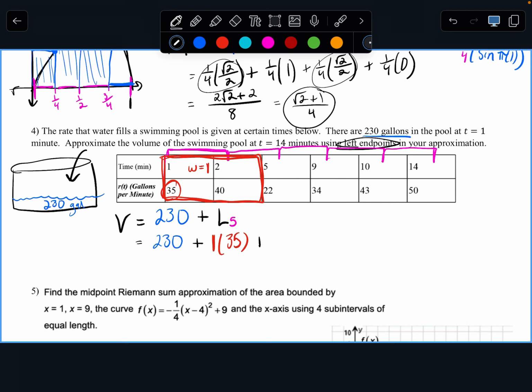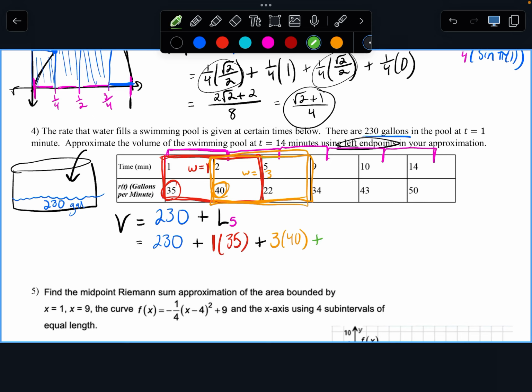All right, and then for our next rectangle, we're going between 2 and 5, right? So the width between 2 and 5 is 3. These widths are changing because they turned the spout down between 2 and 5, right? So the width is 3. And I'm going to use the left endpoint, so I'm going to use 40.